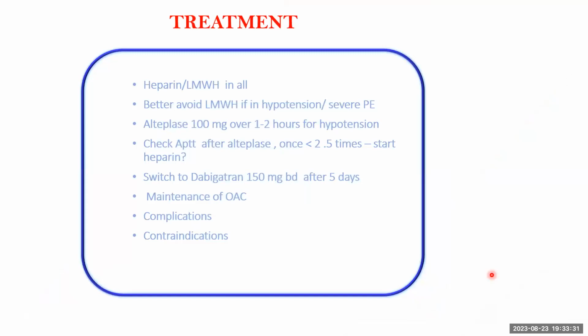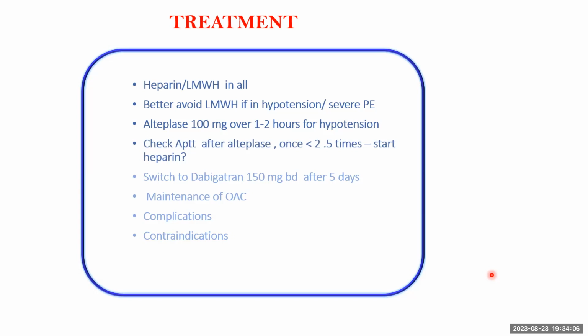So first of all, what is the basic treatment? You give heparin or low molecular weight heparin in all. Better avoid low molecular weight heparin in hypotension or severe PE, because renal functions are going to get deranged and there's a risk of bleeding. So the dose for thrombolysis is alteplase 100 milligram over 1 to 2 hours, and that is if there is hypotension only. Classically, you can use tenecteplase also, or you can use streptokinase if you want, but streptokinase efficacy is not so much. Alteplase is the drug of choice.